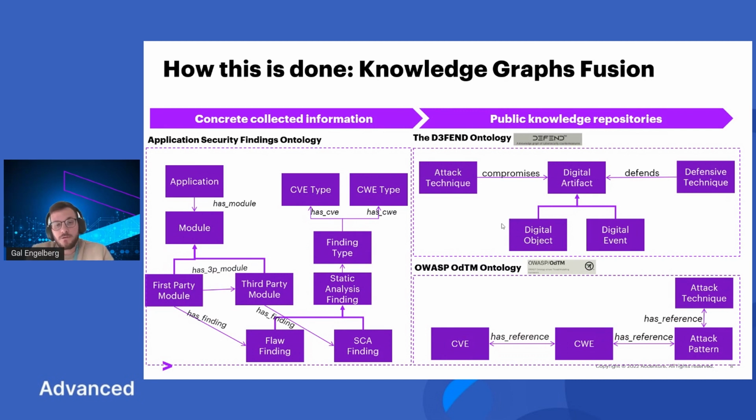Okay. After we collect all of this information, we perform information or knowledge graph fusion. Basically, we map the shared entities across all of these ontologies, the CVEs from the application security finding ontology to the ODTM ontology, and the attack technique from the D3FEND ontology. And in that way, based on a single Cypher query, we are able to take a single finding and to traverse all of the related attack techniques and the related defensive techniques.